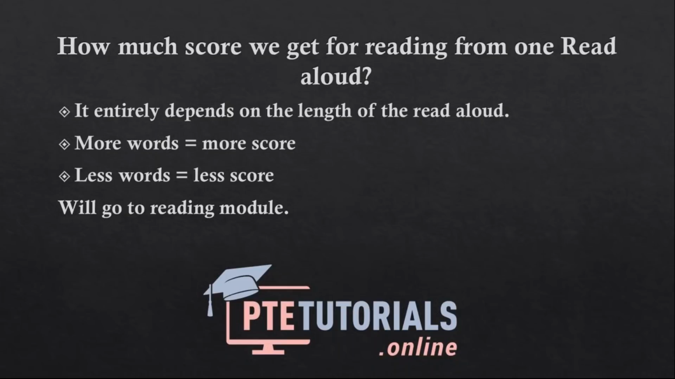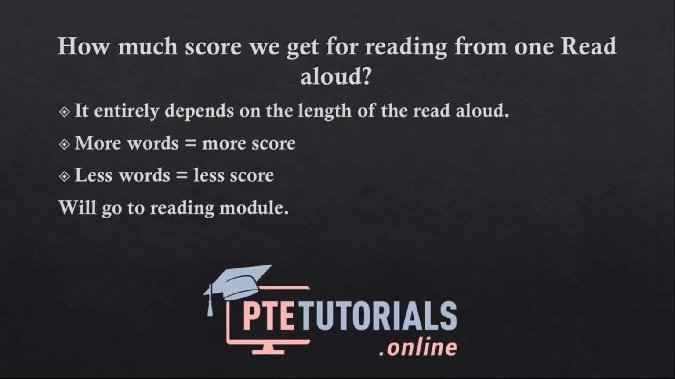Then how will the software give you the same score each and every time for the reading? Reading means how many words you are reading. Only on the basis of that, the software will be giving you the score for your reading module. If there are less words, less score for reading. If there are more words, more score for reading. And that is why Pearson hasn't revealed how much score you are getting from one read aloud that will be going to your further reading section.